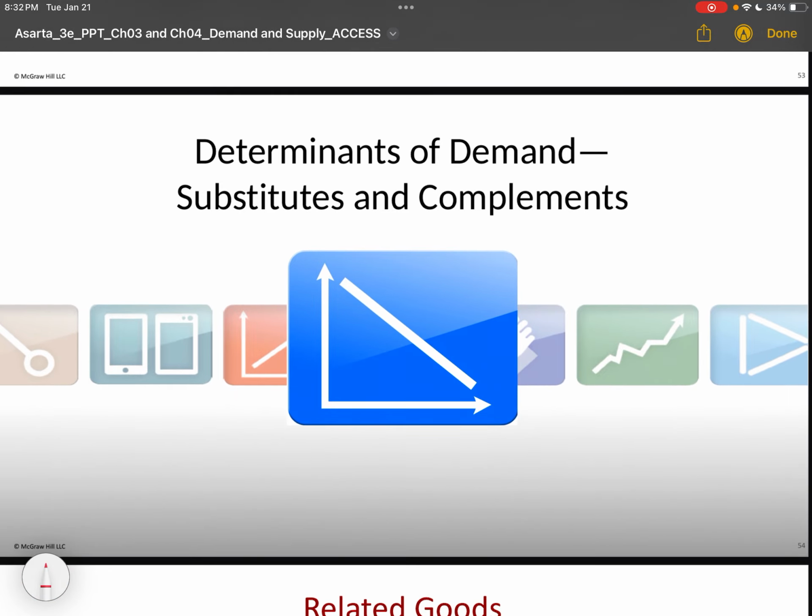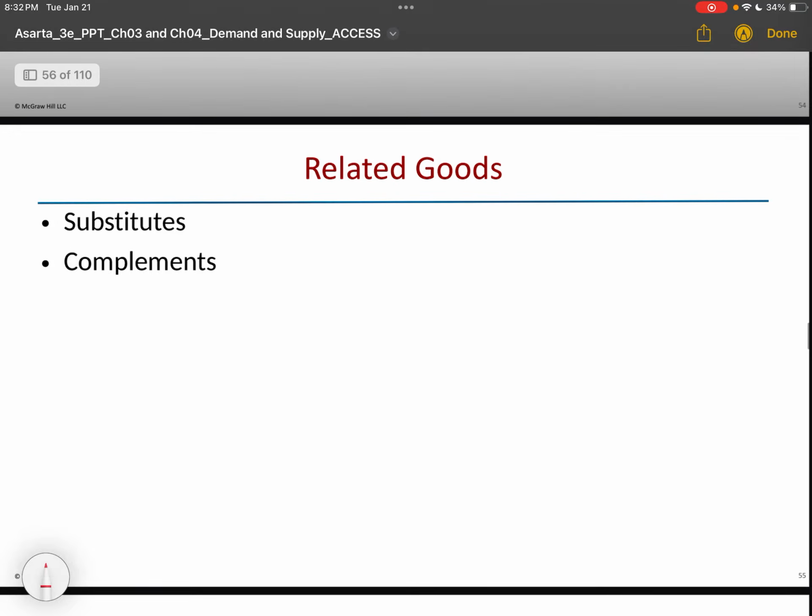Now, the prices of other goods could also affect demand and supply of a particular good. The prices of other goods could affect the demand of a particular good. Well, how do we classify prices of related goods? What are the related goods? Goods can be related in the sense that they are substitutes or they are complements. Substitutes is you consume one good instead of another. Complement is you consume the goods together.